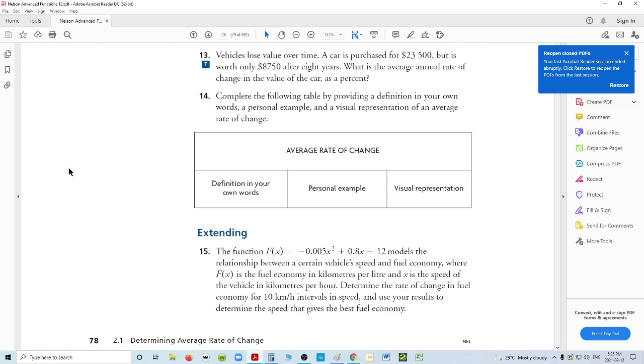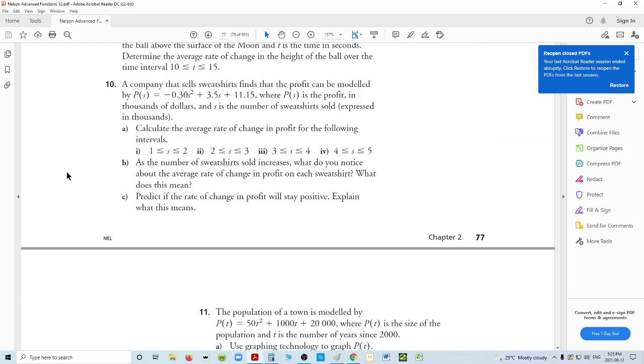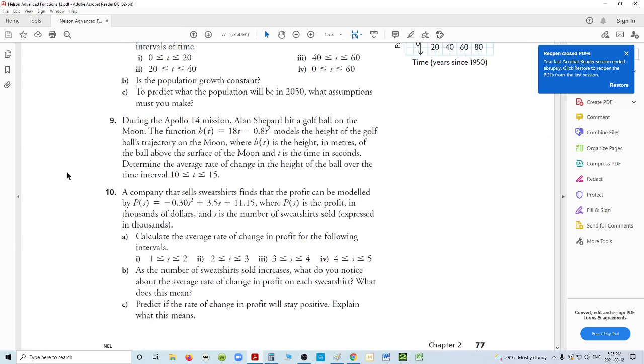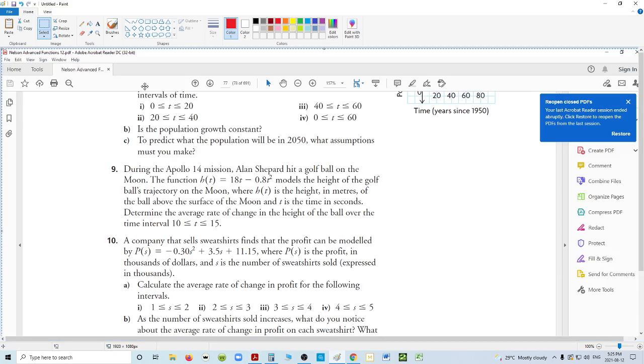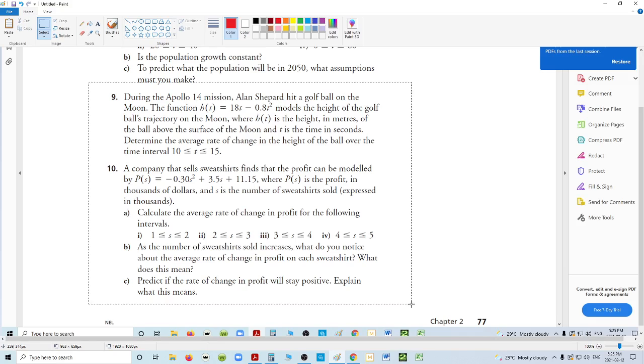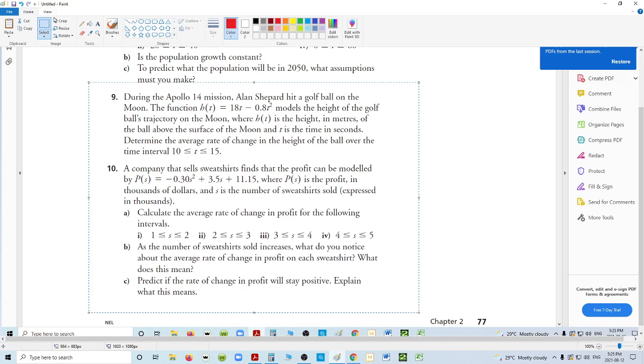Ooh, this thing goes on. I might have to stop a little bit. During the Apollo missions, he hit a golf ball. And I might be using Desmos for some of these, even though I really want to show you how to do the calculations. I'm going to do 2 at a time.